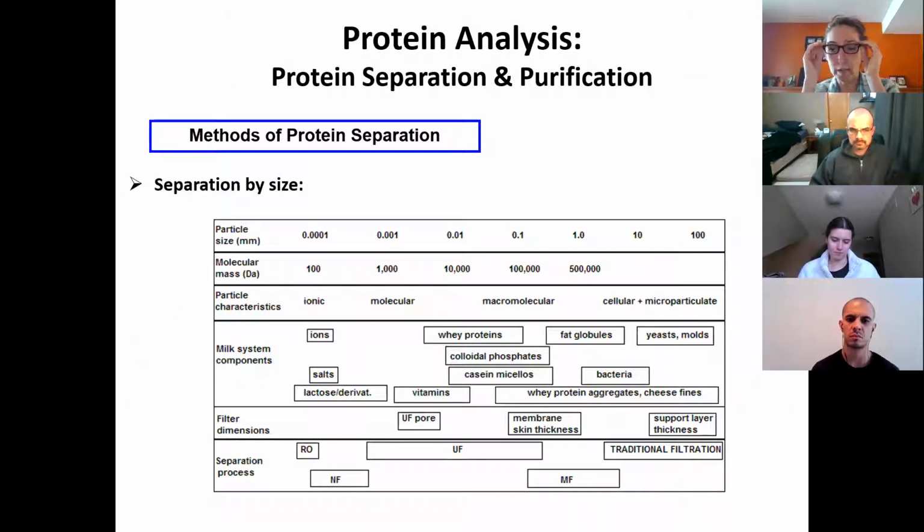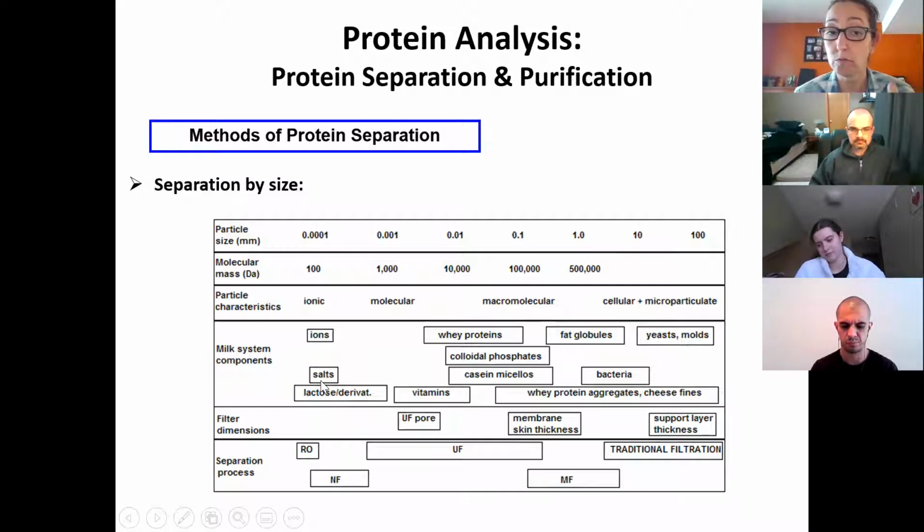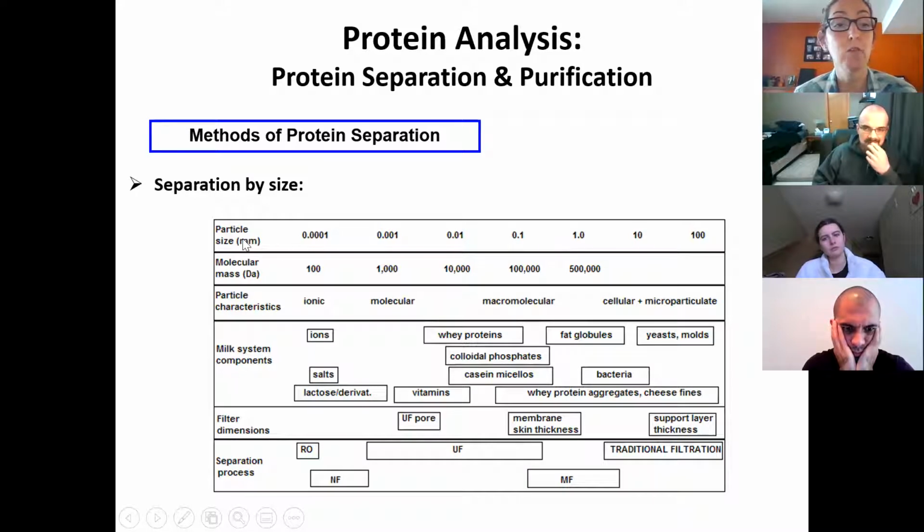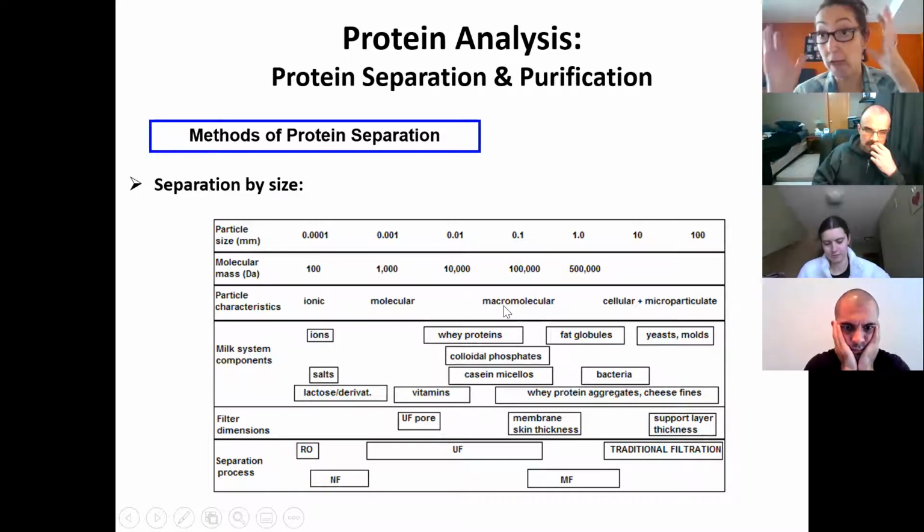So here's an example. Let's say we look at the milk system. In milk, what do we have? Let's look here. We have ions, we have lactose, small molecular weights, we have proteins, colloidal phosphates, caseins, whey, vitamins, we have fat globules, yeast, mold, bacteria. Each of these components has a different size. So here you have the particle size versus the molecular weight, and then here's the characteristic: either ionic, molecular, macromolecular, cellular, macro, or microparticle.